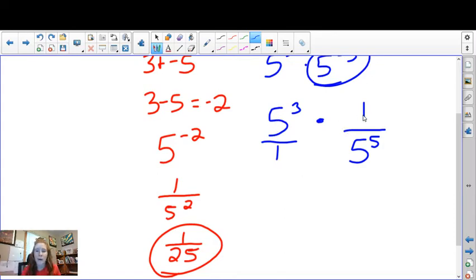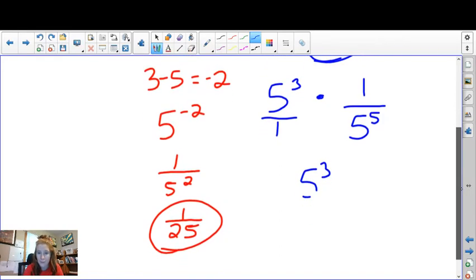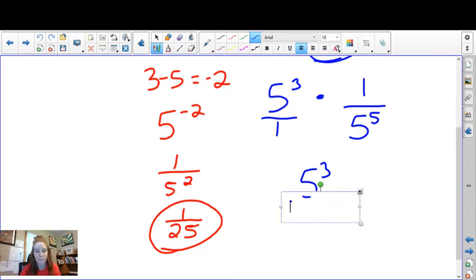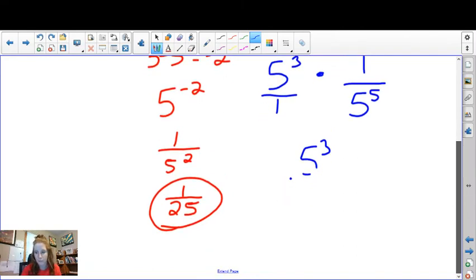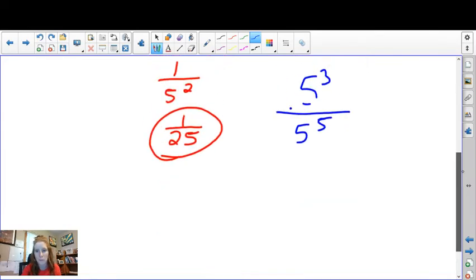5 to the 3rd times 1 is 5 to the 3rd. I took the top times the top. Now I have to take the bottom times the bottom. So 1 times 5 to the 5th is 5 to the 5th. And it just looks like it's taking more space because I wrote this one a little bit bigger.